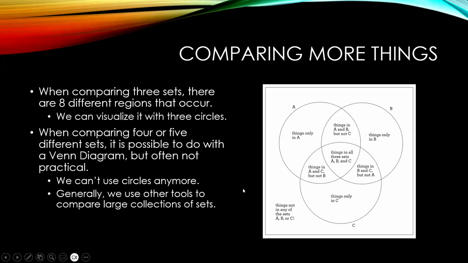If we wanted to compare 4 or 5 different sets, it is possible to do it with a Venn diagram, but often it's not very practical. Usually you'll use ellipses or something else, but more often than not, you'll use some other strategy for comparing the information.